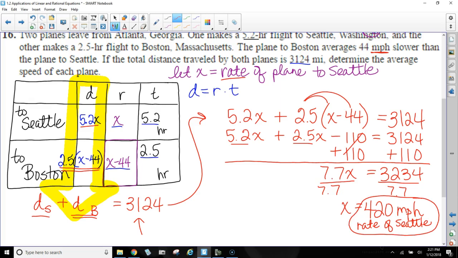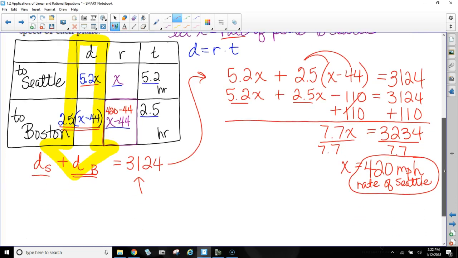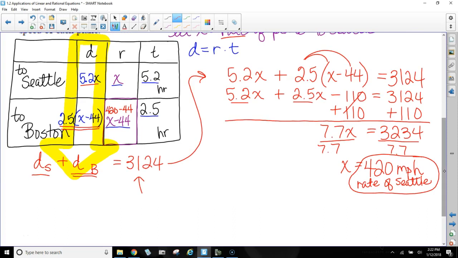It said find the speed of each plane. Well, the rate of the Seattle plane is 420 miles per hour. The rate of the plane going to Boston was 44 miles per hour slower. And so when we take 420 minus 44, that gives us that the rate of the plane going to Boston is 376 miles per hour.